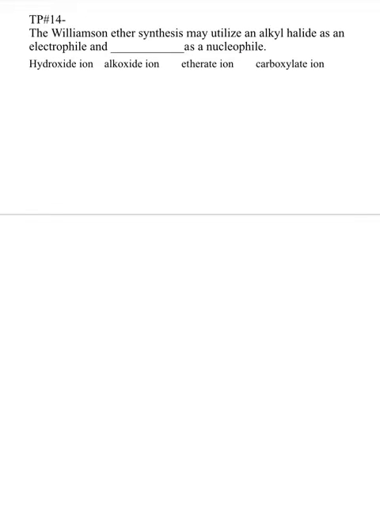The Williamson ether synthesis utilizes an alkyl halide as an electrophile and blank as a nucleophile. So this reaction is an SN2 reaction. It's on page 271 and 497. So the Williamson ether synthesis, if you look it up, you'll see that it makes an ether.